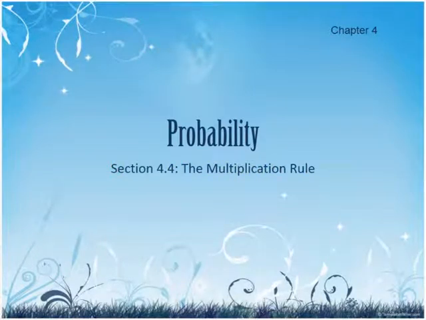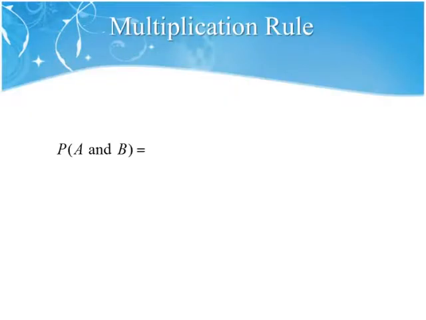Section 4.4 is the multiplication rule of probability. There's an important distinction between the previous section and this section. In particular, when it comes to the notation probability of A and B occurring, in the previous section, we considered A and B as occurring as events in the same trial.